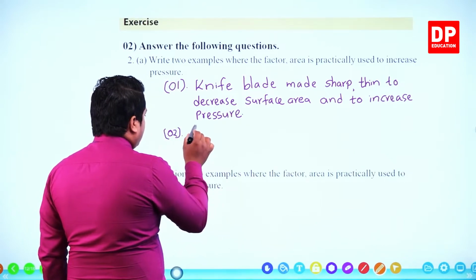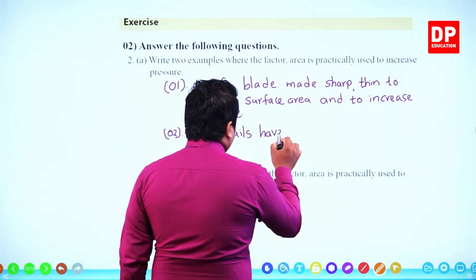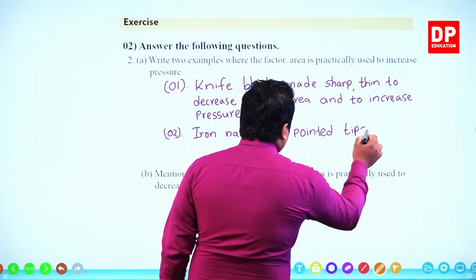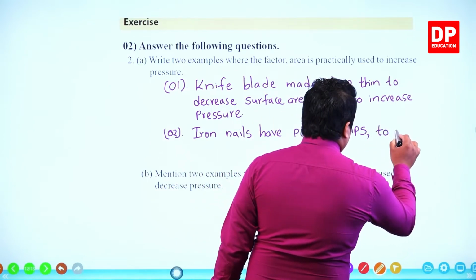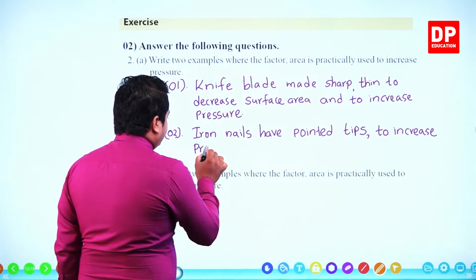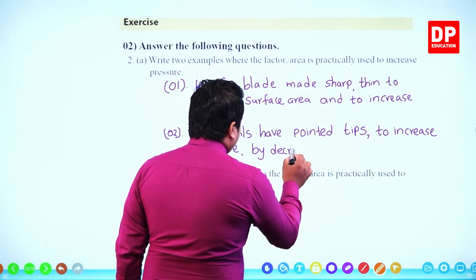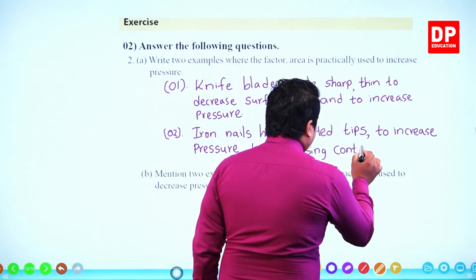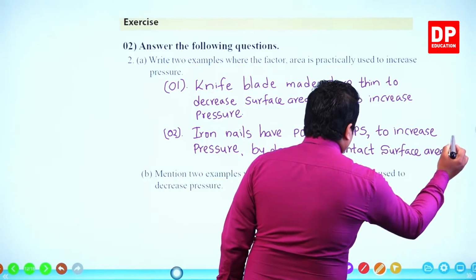Number 2, iron nails have pointed tips to increase pressure by decreasing contact surface area. Right.